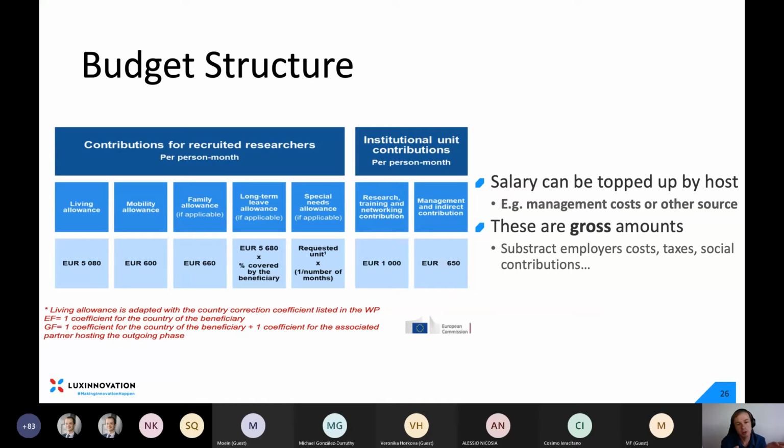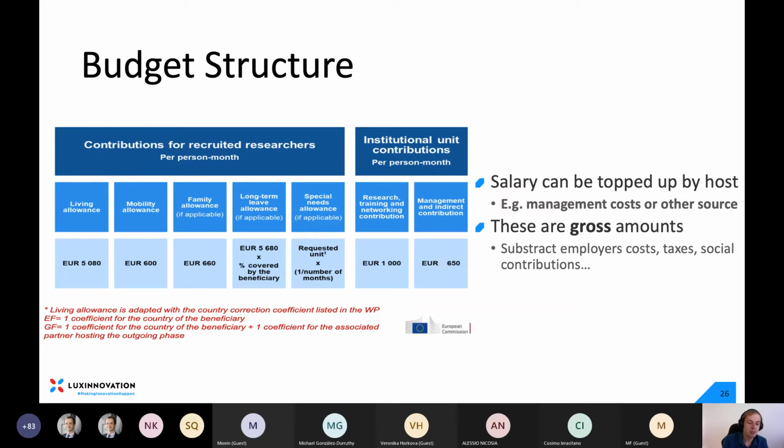This money will be paid to the host, to the beneficiary, not to you directly by the Commission. And the beneficiary has a working contract with you and they will pay you your salary. So your salary will basically be the living allowance and the mobility allowance combined. These two are separated because in some countries, the mobility allowance can be taxed differently than the living allowance. But in Luxembourg, I think this is not the case as far as I know. So it will be just combined as your salary. Plus you might receive a family allowance if you're eligible for it. And we'll go into that if it applies. And that will be your salary.